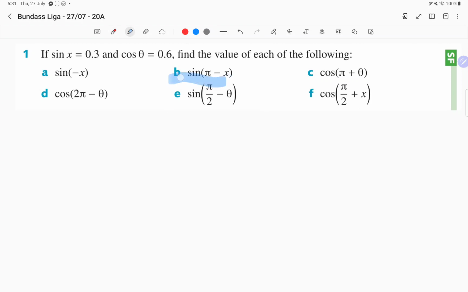Now, two special questions here. This one, what does this one link to? It's not the symmetry of the unit circle. It's something else. What's pi over 2? 90 degrees. 90 degrees. So what does that remind you of?